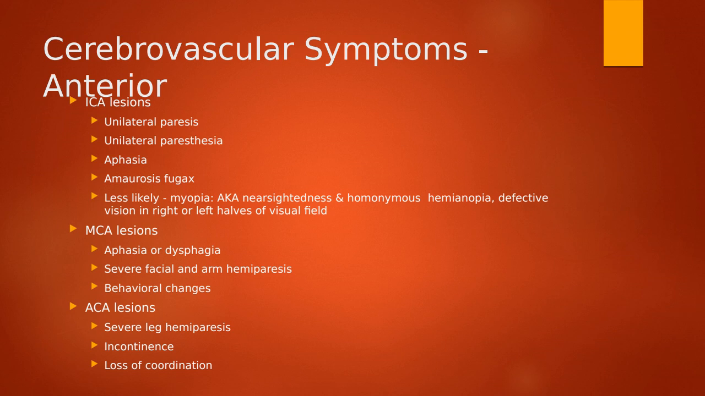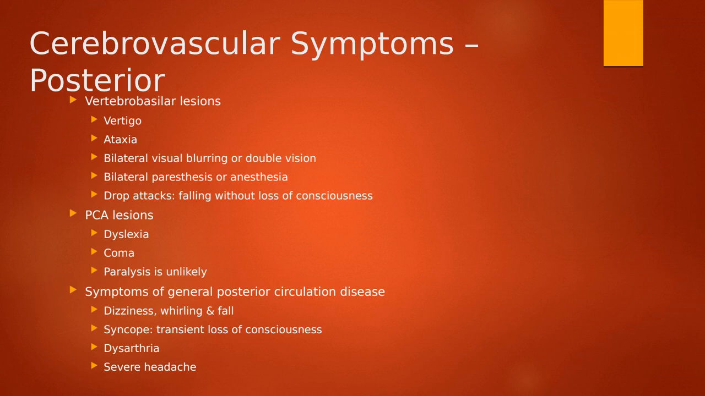And now for our posterior symptoms that can occur with those abnormalities, if we have something going on in the vertebral arteries or the basilar artery, our patient is going to have vertigo, ataxia, visual changes, paresthesia bilaterally, and those drop attacks. PCA lesions, we'll see them develop dyslexia. They could enter into a coma, and they could also have paralysis. Symptoms of general posterior circulation disease, dizziness, whirling, falling, syncope, dysarthria, severe headaches. So really particular symptoms that can be affected by particular blockages or, quote unquote, lesions in very precise areas.